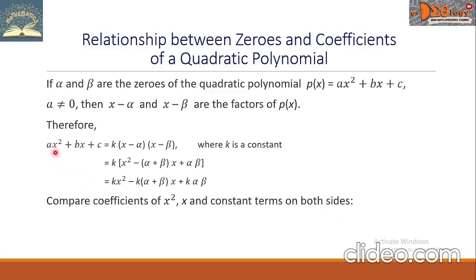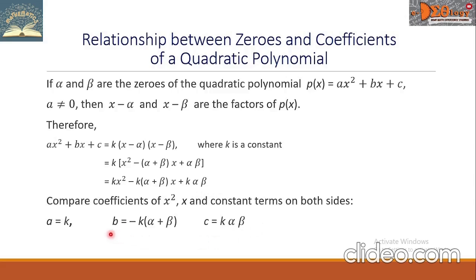On the left side, the coefficient of x squared is a. On the right side, the coefficient of x squared is k. So we write a equals k. For the coefficient of x, on the left is b. On the right side, the coefficient of x is negative k times the quantity alpha plus beta. So we write it here. For the constant, we have c on the left side. On the right side, we have k times alpha times beta. So we write it here.